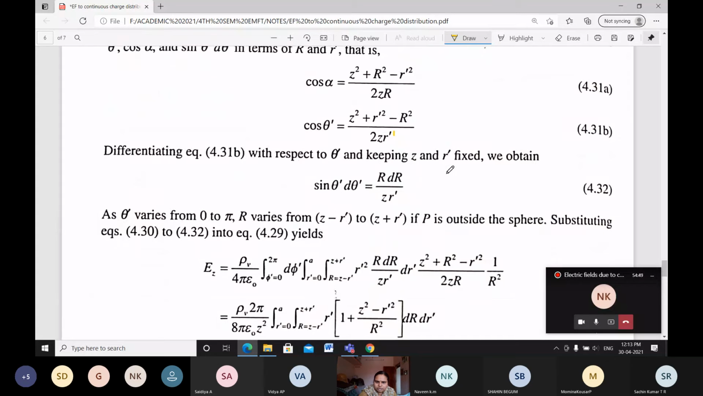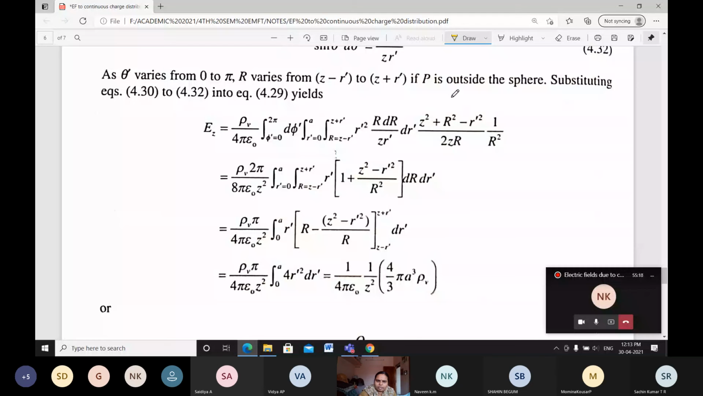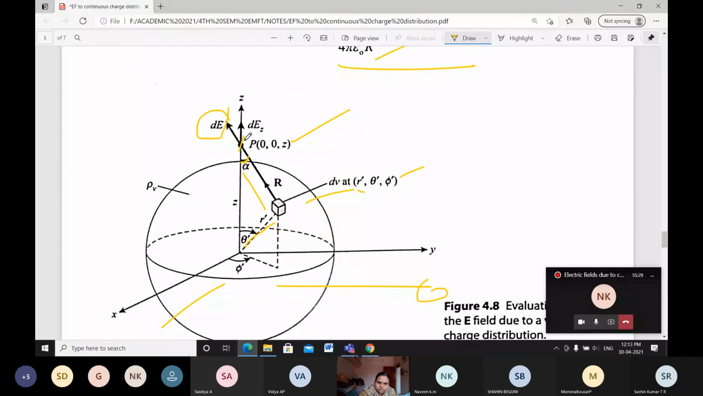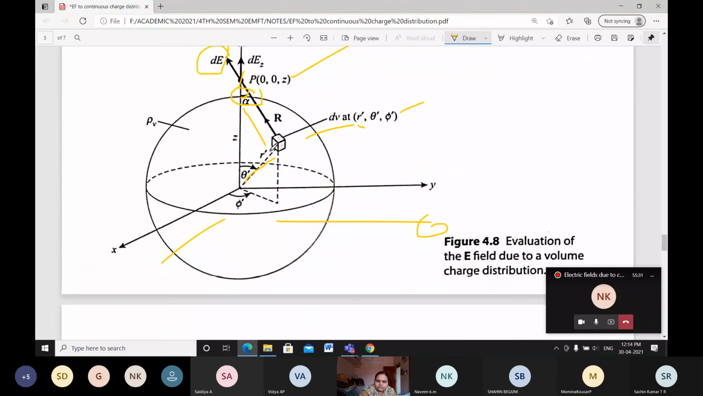Then differentiating this equation, I'll be getting sin theta dash d theta dash equal to r dr divided by z r dash. It's only changing with respect to theta, and z and r dash are kept as they are. Then theta dash varies from 0 to pi, therefore r varies from z minus r dash to z plus r dash if P is outside the sphere. Observe here that it is outside the sphere.